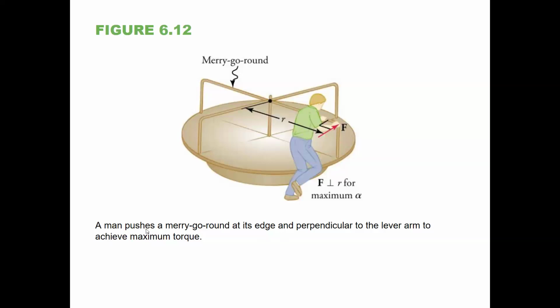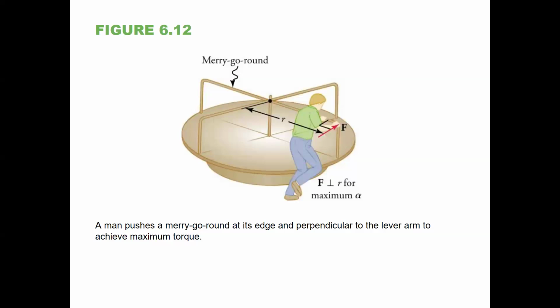So here a man pushes a merry-go-round at its edge and in a perpendicular line to the lever arm, and that will help us achieve the maximal torque. So torque is the force that is applied at a perpendicular line.